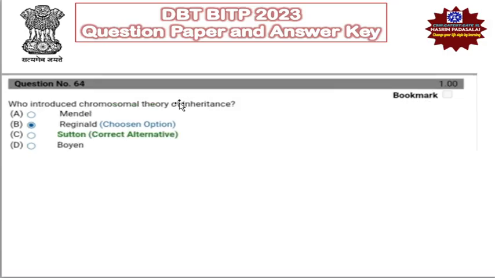Next, who introduced the chromosomal theory of inheritance? It was introduced by Boveri and Sutton. So the correct answer is Sutton. He was the one who determined the concept that genes are the unit of heredity, and these genes are located in chromosomes.